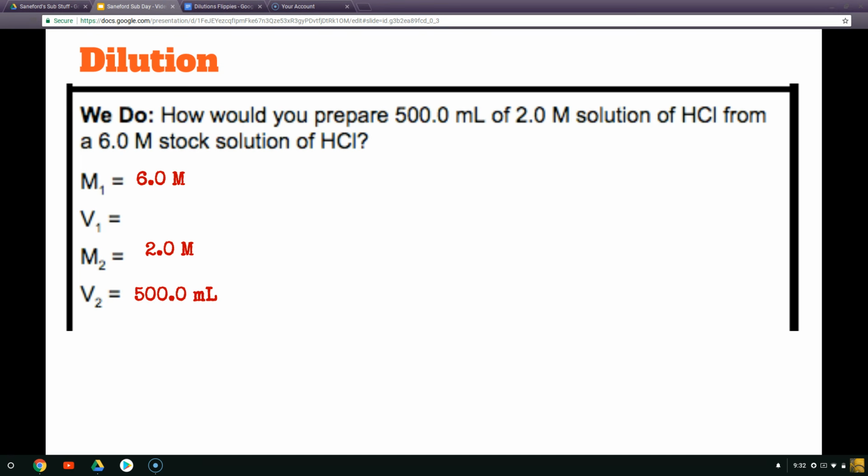So that's M1. And we got to figure out how much of that we're going to dilute to 500 milliliters. So we want that initial volume of our stock solution. So use our same formula, our dilution formula. M1V1 equals M2V2. We're trying to get V1 by itself.